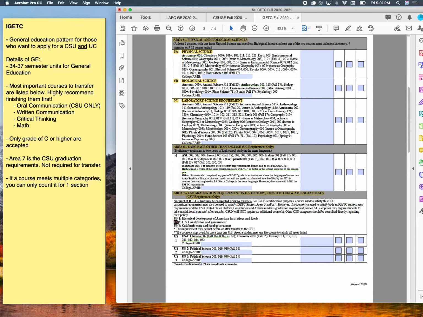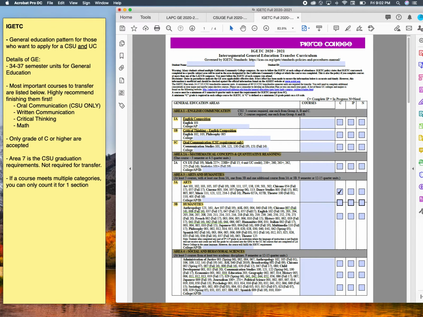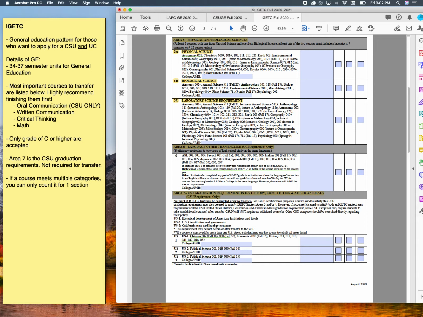For the US 2 and 3, which is US Constitution, California government and US government, pretty much one class will meet both categories and meet Area 4 social and behavioral science. So if you take political science 1, it will count for US 2, it will count for US 3, and it would also count for Area 4. So that really double counts. I'm sorry, triple counts, right? 19 and 30 is also another option right there. So you see how it's 1, 19, and 30. So you have that option there.